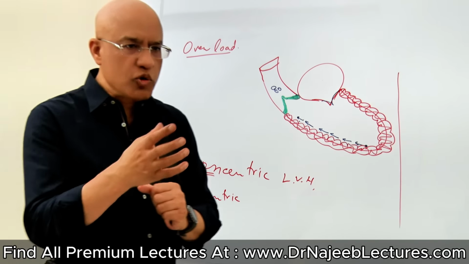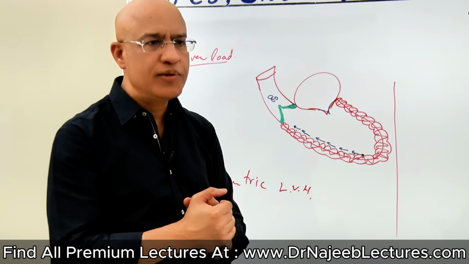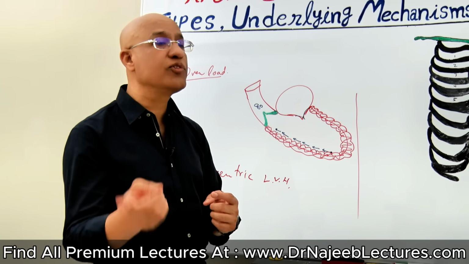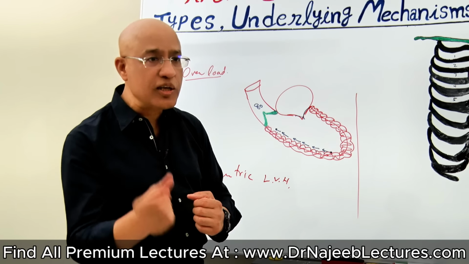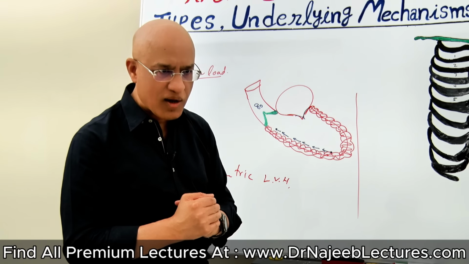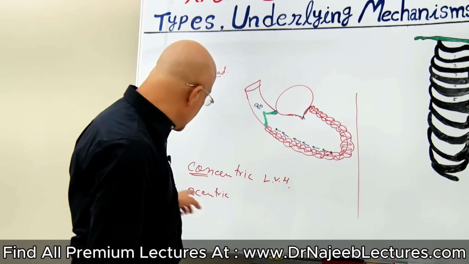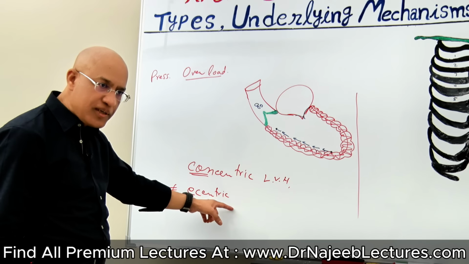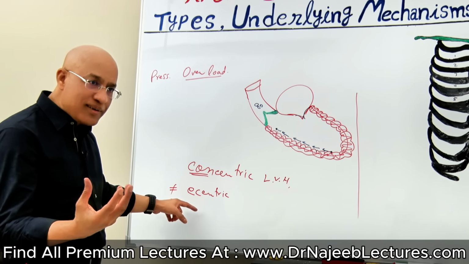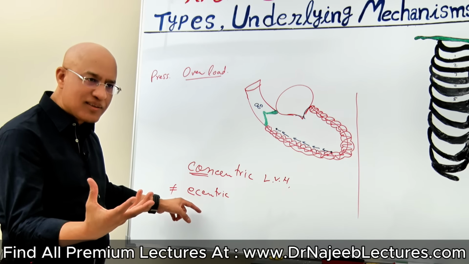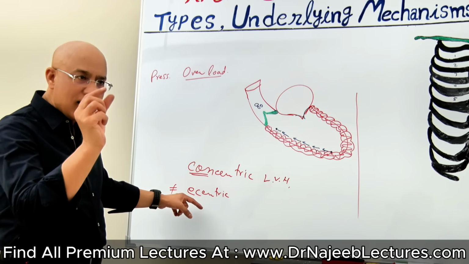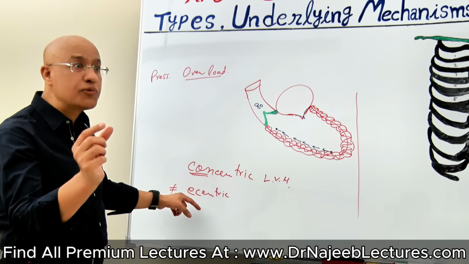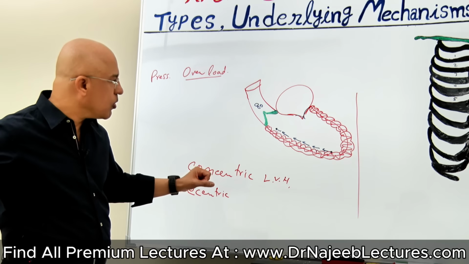Now, when there is concentric left ventricular hypertrophy, there is no significant dilation, and there is significant thickness of the wall. But when there is eccentric left ventricular hypertrophy, the left ventricle dilates, the lumen increases, and in a given area the left ventricular wall may not be significantly thick. Right?